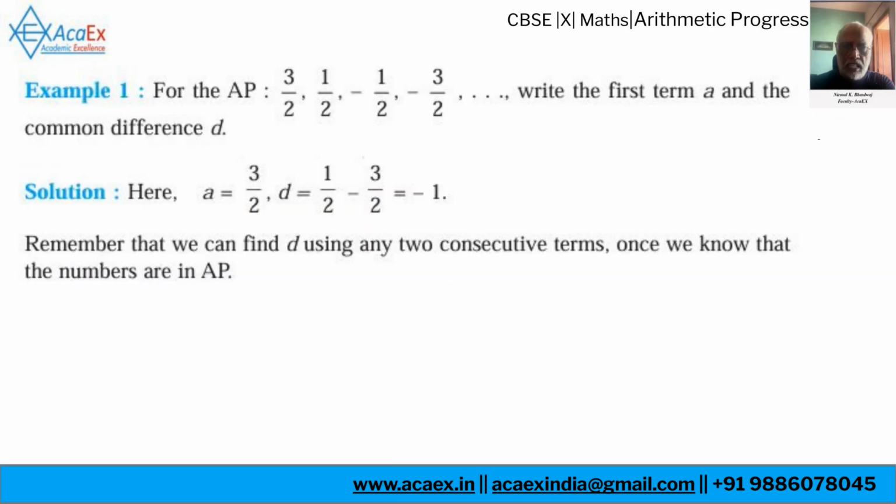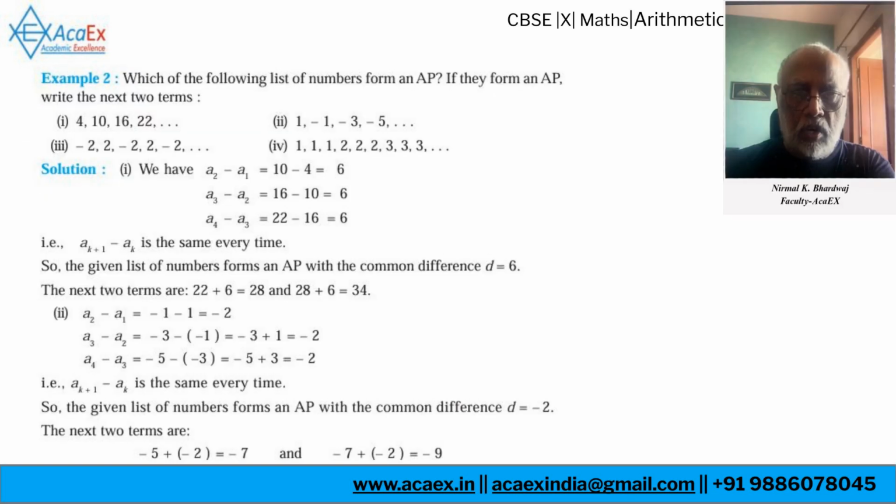Example 1. Finding a and d. For the arithmetic progression 3 over 2, 1 over 2, negative 1 over 2, negative 3 over 2, and so on, let's find the first term a and the common difference d. The first term, a, is 3 over 2. The common difference, d, is the second term minus the first term: 1 over 2 minus 3 over 2, which equals negative 1.